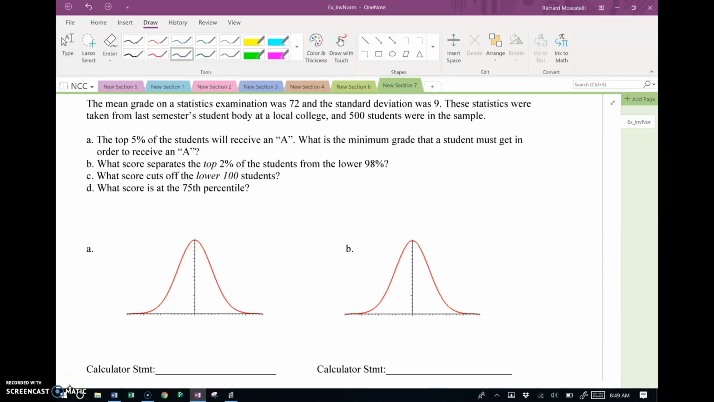Okay, in this video I'm going to show you how to work some probability applications involving the inverse normal distribution. So I have an example here with some statistics scores. It says the mean grade on a statistics exam was 72 and the standard deviation was 9.